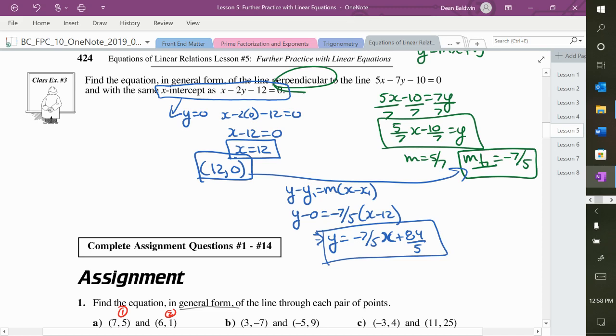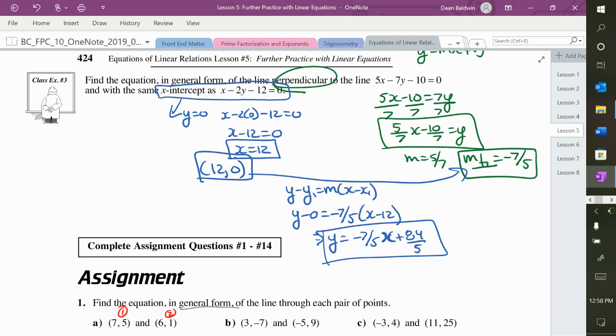Because on a test, I'll ask you to do one question where it's in standard form. All right? So you would multiply through by 5 and then move everything to one side. But okay? All right. Here's what you're doing. Is that result in mx plus b form? That's mx plus b form right there.